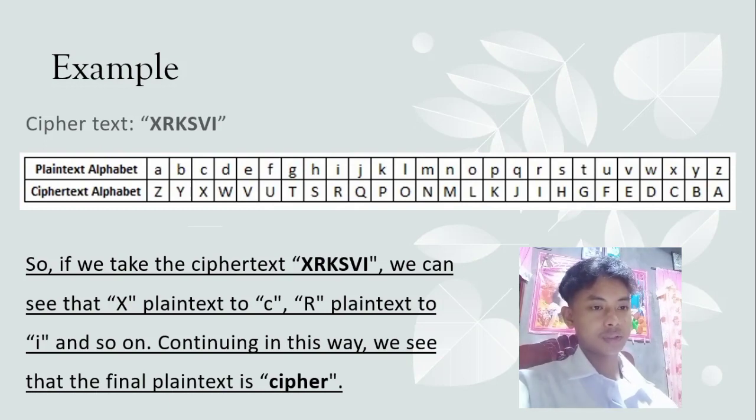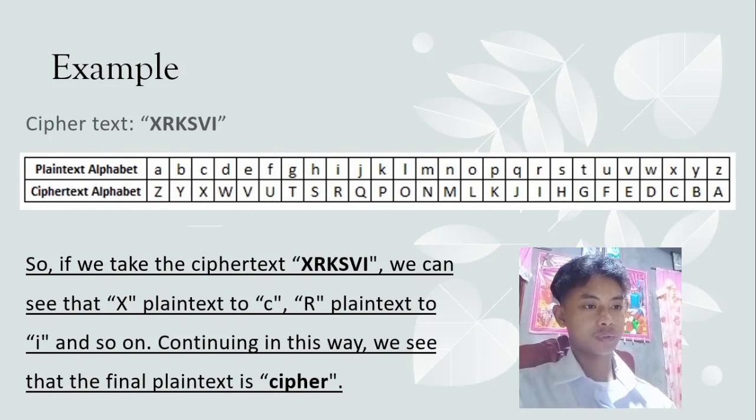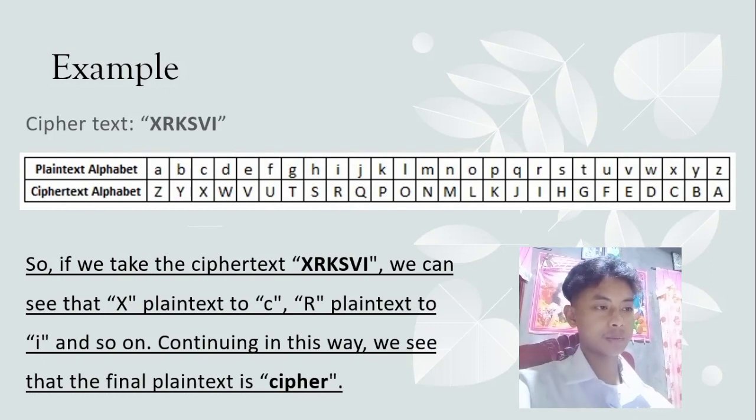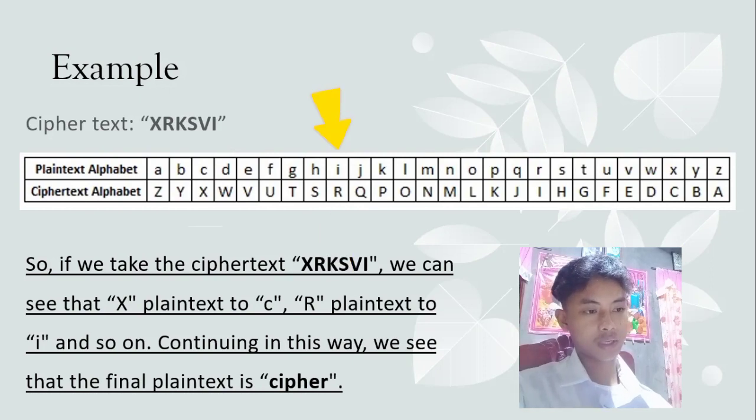As you can see, we use the Roman alphabet of 26 letters. Plain text alphabet from A to Z, reversed for the ciphertext alphabet from Z to A. So if we take the ciphertext X, R, K, S, V, I, we can see that X decrypts to C, then R to I, and so on. Continuing in this way, we can see that the final plain text is cipher.